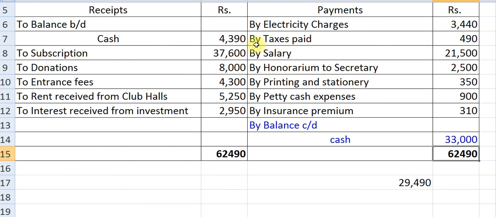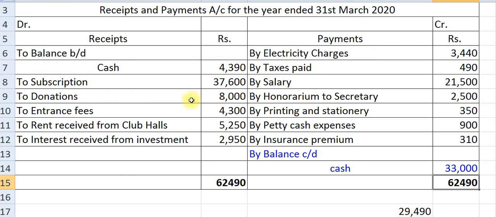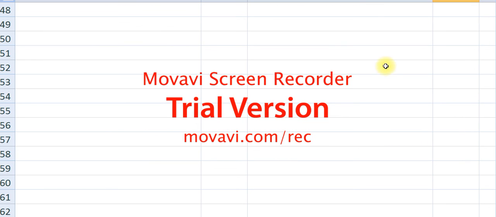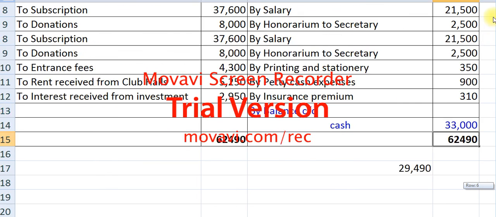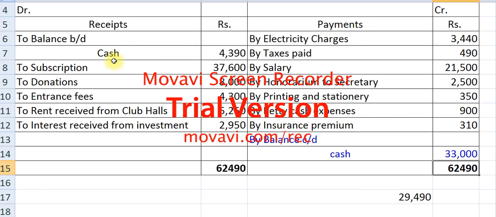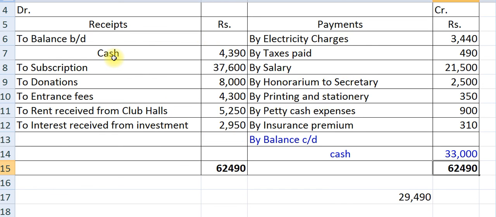Once again, here what term they have defined. The same term only will reflect under balance carry down. See here, under opening balance they have given cash. So here cash only should come.